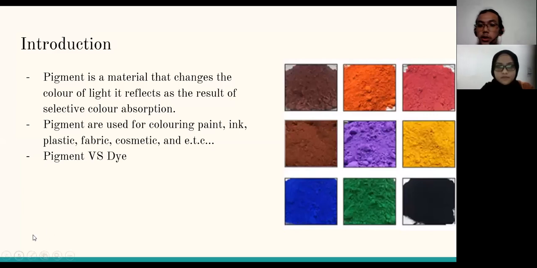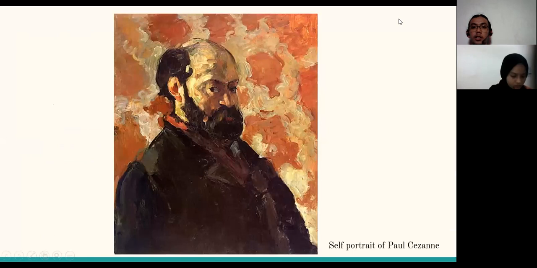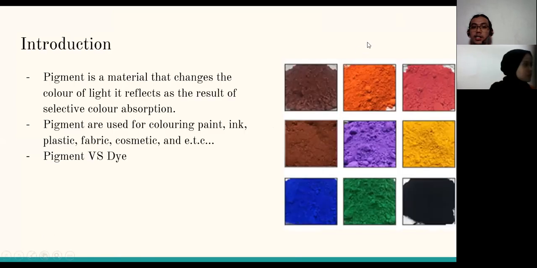So I will start with the introduction about pigment. Pigment is a material that changes the color of light it reflects as the result of selective color absorption. A pigment must have a high tinting strength relative to the material color. It must be stable in solid form at ambient temperature. Pigments are used for coloring paint, ink, plastic, fabric, cosmetic, food, and other material. Most pigments used in manufacturing and the visual art are dry colorants, usually ground into a fine powder.